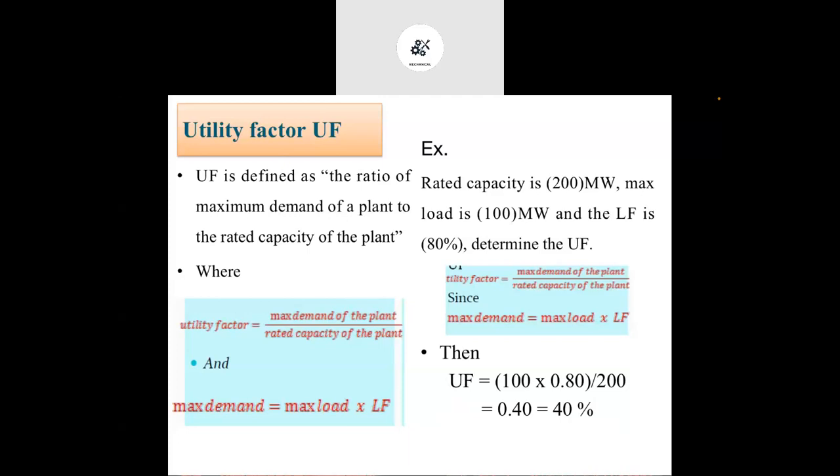This is another example of how to calculate the utility factor. Consider the rated capacity of the power plant is 200 megawatts, the maximum load applied on the power plant is 100 megawatts, and the load factor is 80%. In that case, we can calculate the utility factor using this formula. To calculate the maximum demand, we multiply the maximum load by the load factor. That is the maximum demand, and after that we can use the utility factor formula to calculate the utility factor.